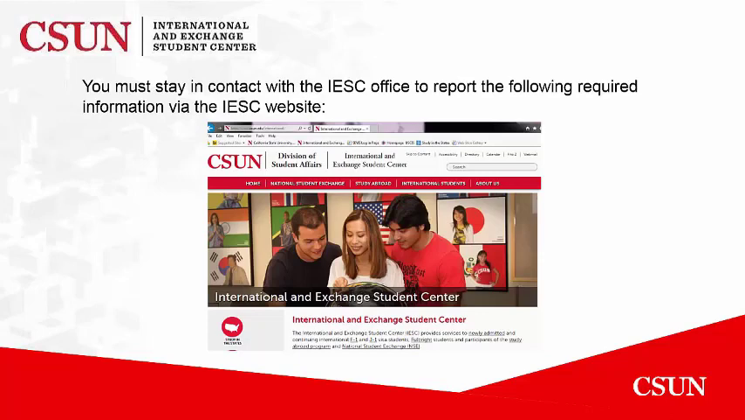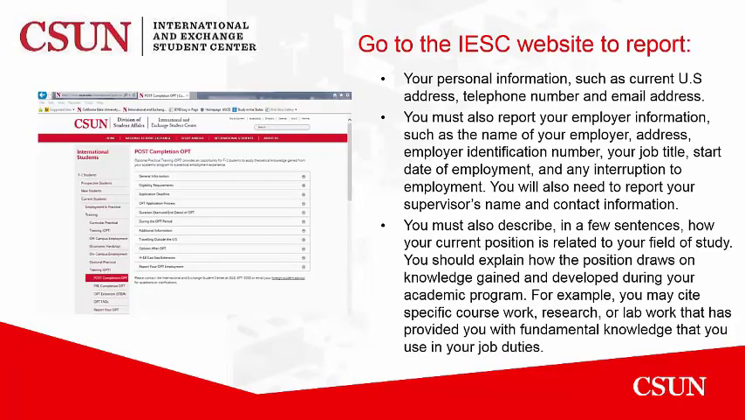You must stay in contact with the IESC office to report the following required information via the IESC website. Go to the IESC website to report your personal information such as current U.S. address, telephone number, and email address. You must also report your employer information such as the name of your employer, address, employer identification number, your job title, start date of employment, and any interruption to employment. You will also need to report your supervisor's name and contact information.